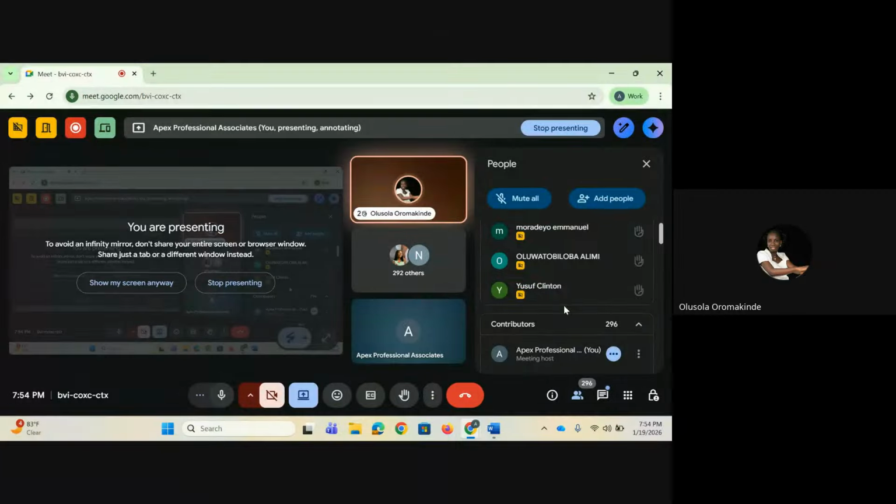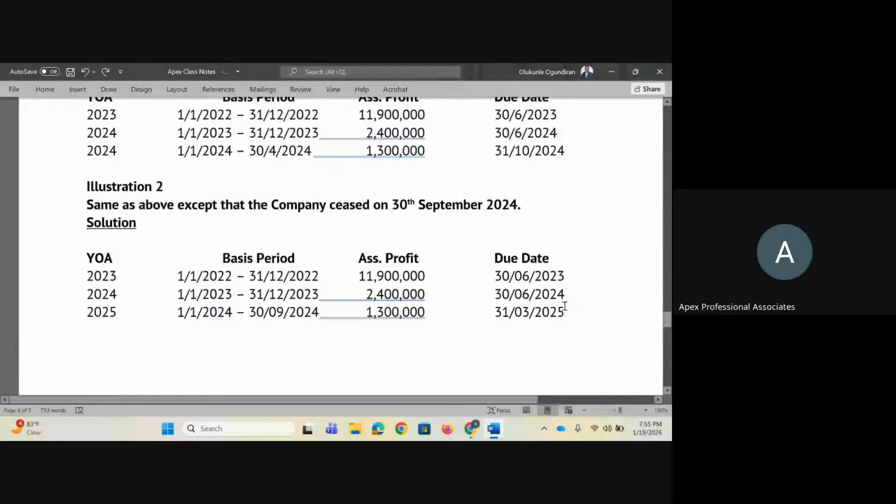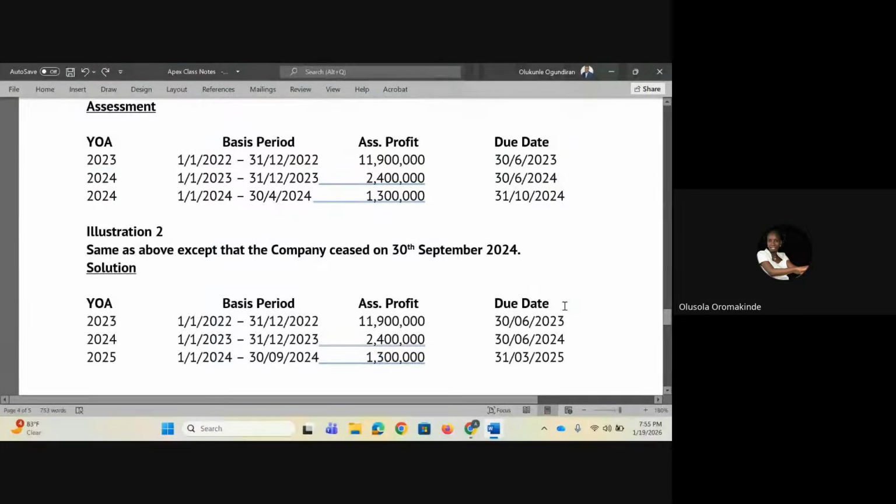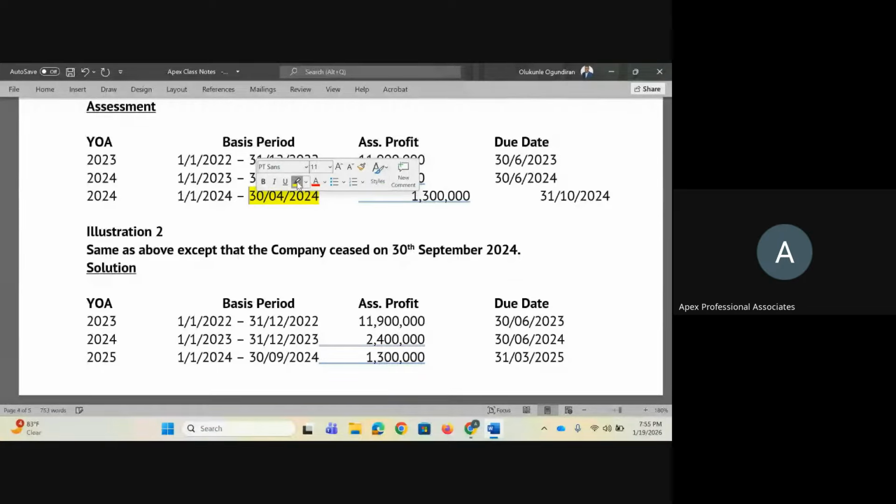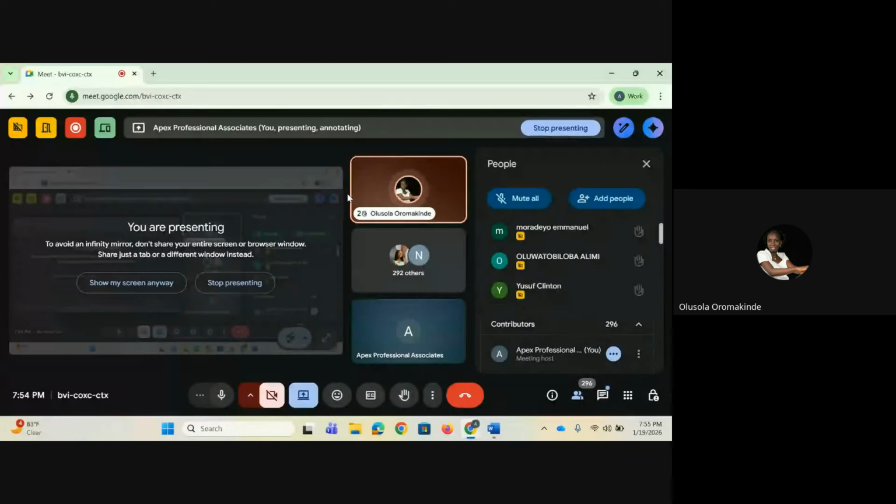Olusola, okay. My question is on the first illustration. The last year of assessment, is it 2024 or 2025? Because I can see 2024 being repeated twice. It's 2024. It's the second year of 2024 assessment, because the company ceased before June. If a company ceases before June, it's going to be on actual year basis. If it ceases after June, it's on preceding year basis. So it's possible to have a year of assessment twice. Yes, it's possible.